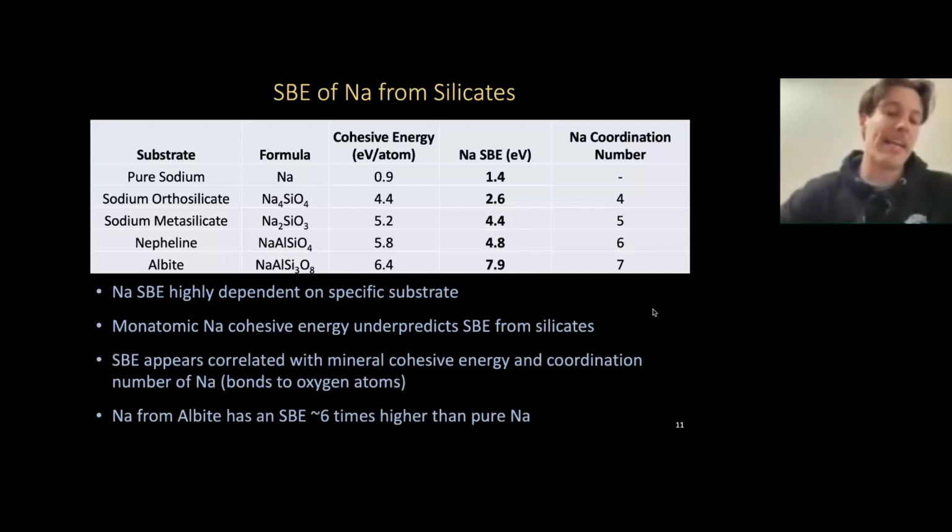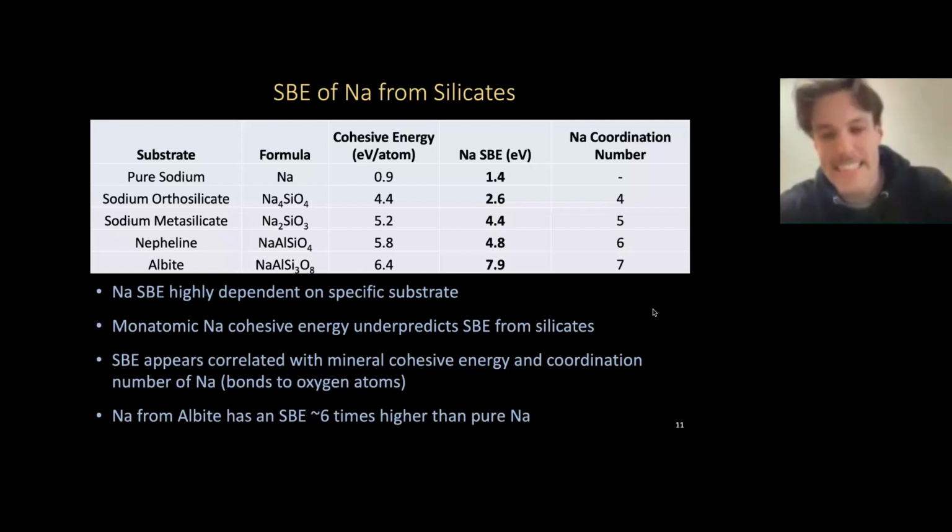Instead, the surface binding energy does appear to be loosely correlated with the mineral's cohesive energy, along with the coordination number of the sodium. The coordination number is basically the number of bonds to oxygen atoms. And as I mentioned, sodium from albite has a surface binding energy 6 times higher than pure sodium.